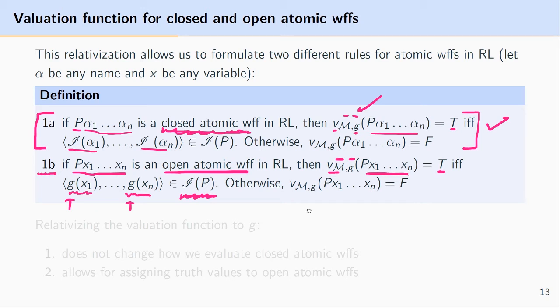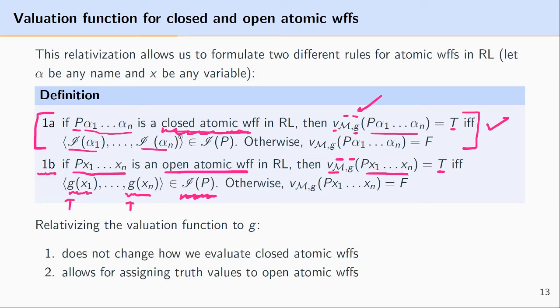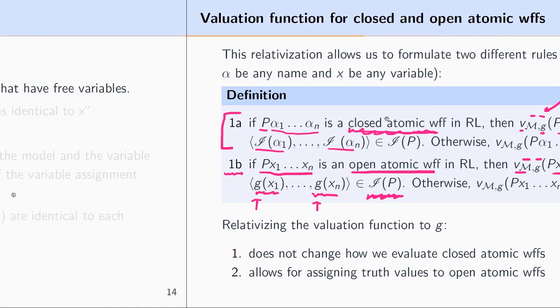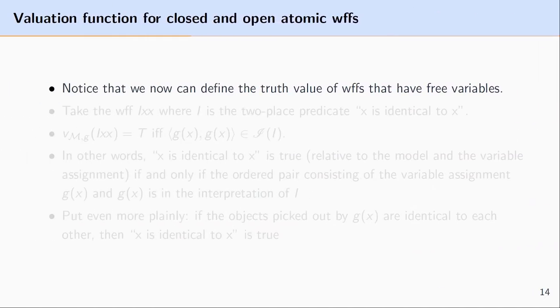We'll look at an example of this in a second, but just two quick points to remember. One is that the valuation function is now defined relative to the variable assignment. And while this doesn't change how we define closed atomic well-formed formulas, it does give us a procedure for defining the truth value of open well-formed formulas. So let's generally talk through an example, and then we'll look at a specific example.